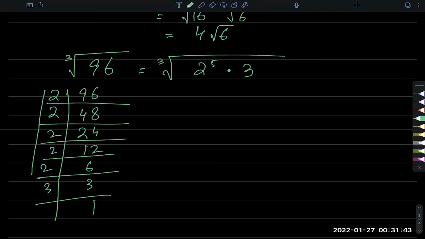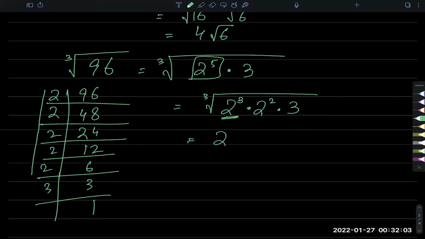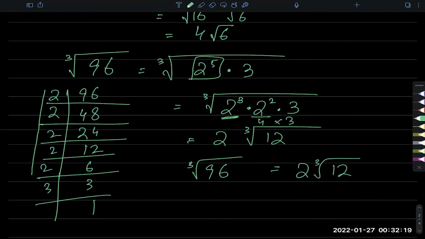Now I can't really do it right away. What I'll have to do is split this number as well, in a way that you can divide by 3. So how do you split 5 in terms of 3? You can split 2 to the power 5 into 2 to the power 3 and 2 to the power 2. Yes, right? And now this thing you can divide. 2 power 3 divided by 3 is 2 power 1. The rest of it you can't divide, so that just stays inside. So that is 4 times 3, that is 12. So that's my final answer. I can say that the cube root of 96 is 2 cube root of 12.